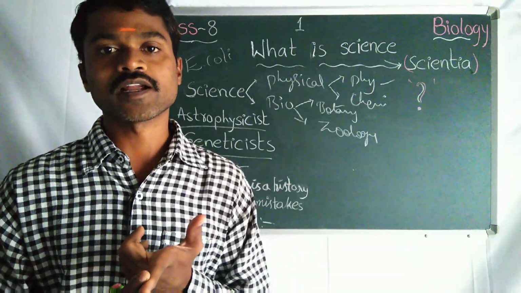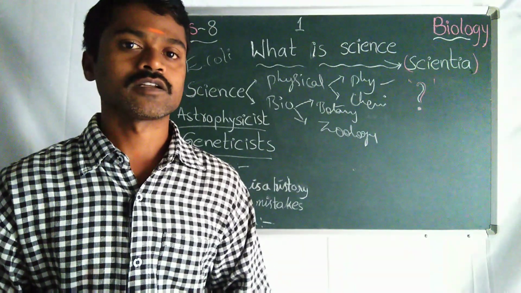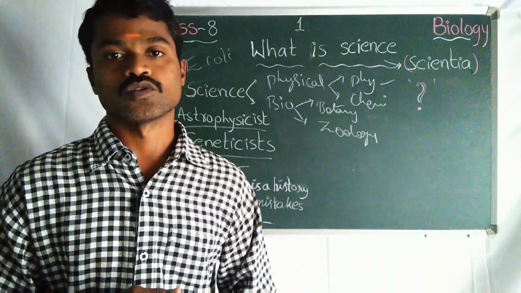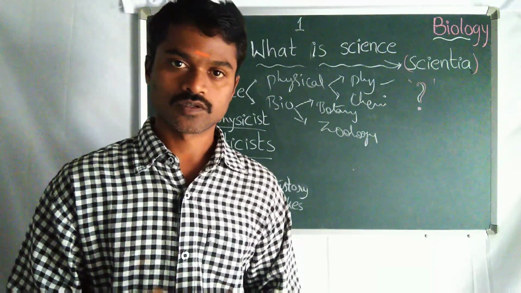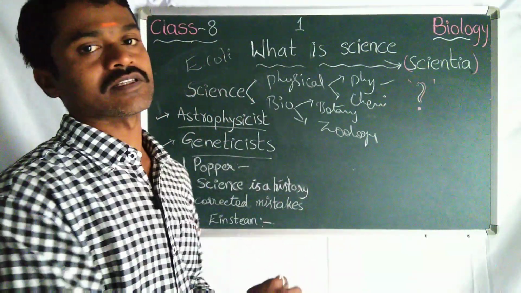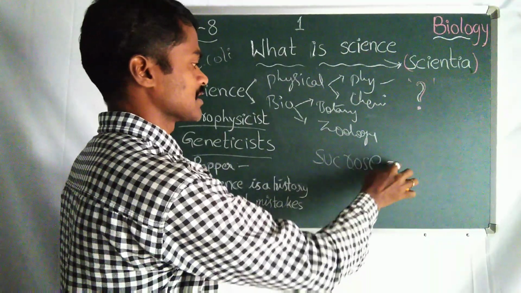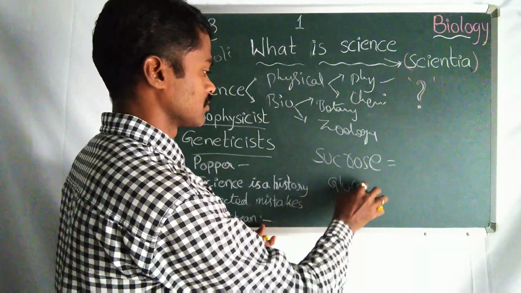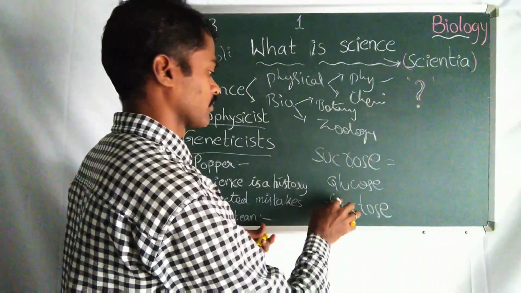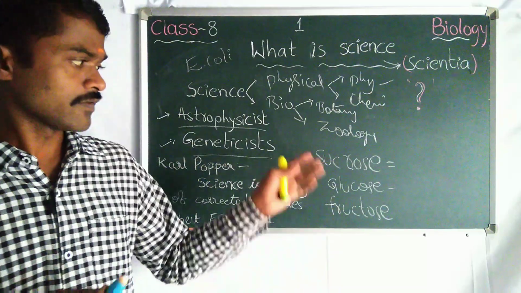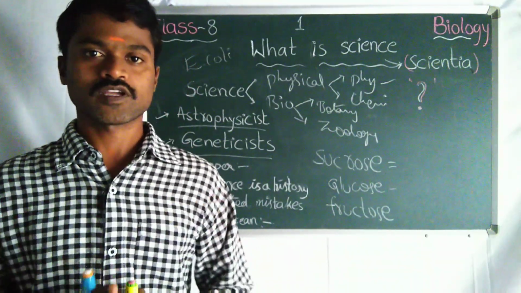Next, sodium chloride, salt. Water, of course, we are using. For every sweet item we are using sugar, cane sugar, that is sucrose. Sucrose is a combination of glucose and fructose. Generally we say table sugar, but the chemical name of table sugar is sucrose. Sucrose is a combination of glucose and fructose. So every day we are using chemicals, we are eating chemicals, natural chemicals, not harmful chemicals.